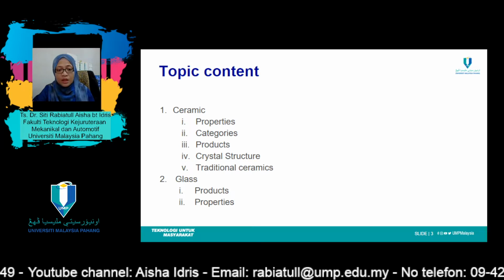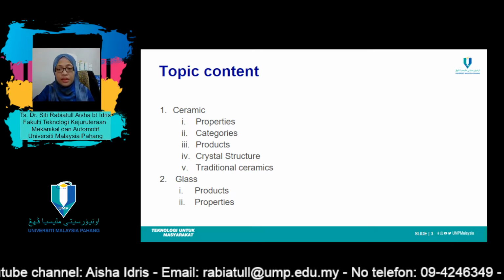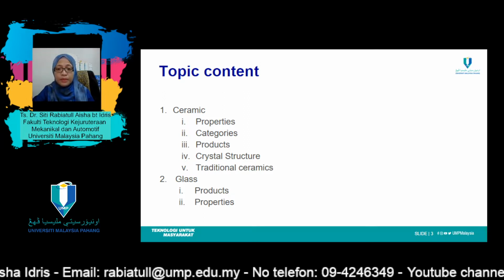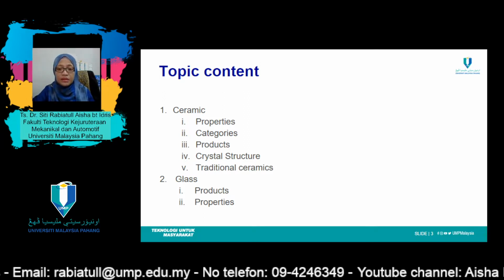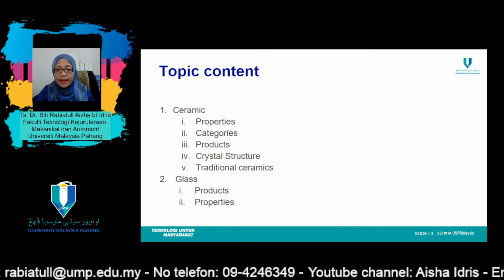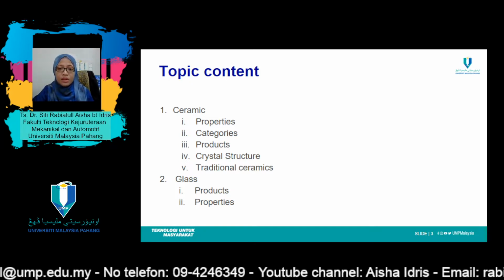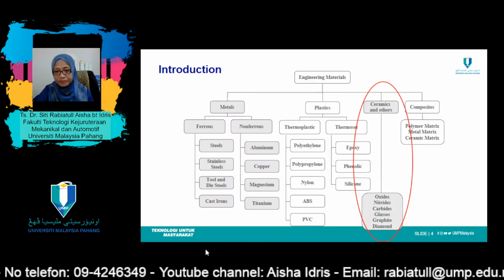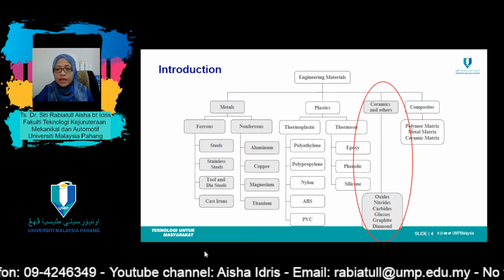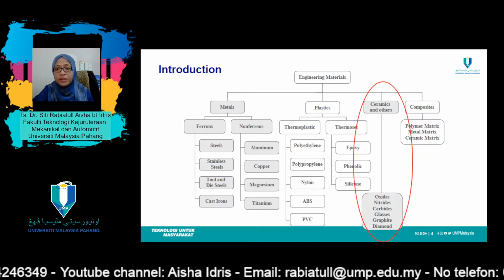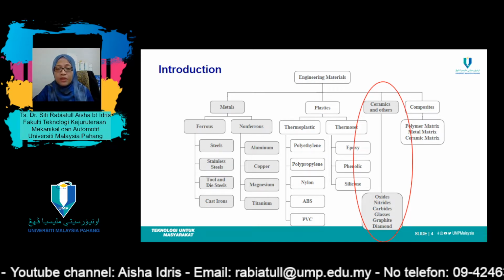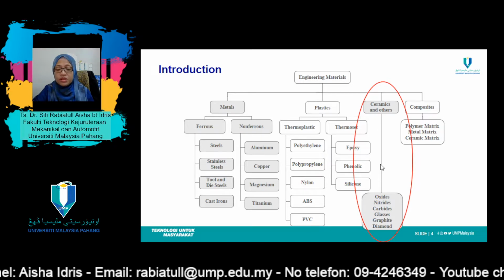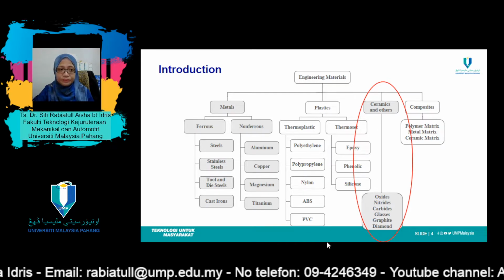properties. So today, this will be the topic content, which covers number 1, ceramic, which includes properties, categories, product, crystal structures, as well as traditional ceramic. And for glass topic, we are going to look at its product as well as its properties. You see, in this subject, in engineering materials, these are the topics that we have covered. So today we are going to look at ceramic and glass.